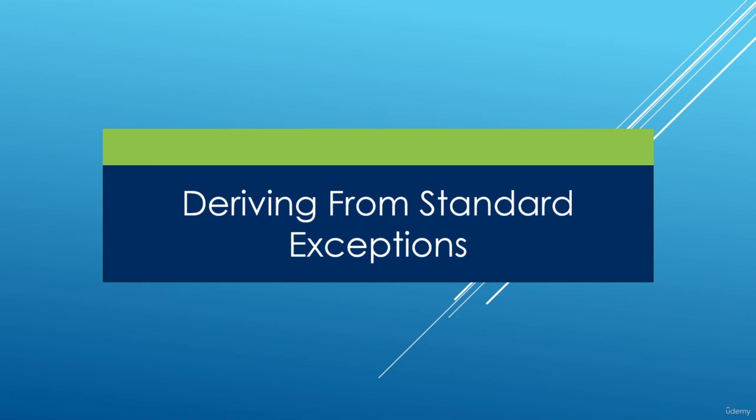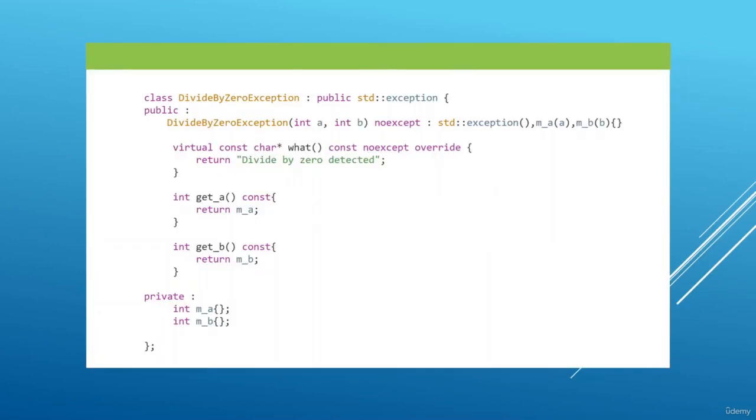In this lecture, we are going to look at a simple example of how you can derive from standard exceptions and make your own exceptions compliant with what the C++ standard library is doing. Let's look at a piece of code here. We are going to create a divide by zero exception, and you know what this is going to do? It is going to try and protect us from the crash we might get if we divide by zero for integers in our C++ program.